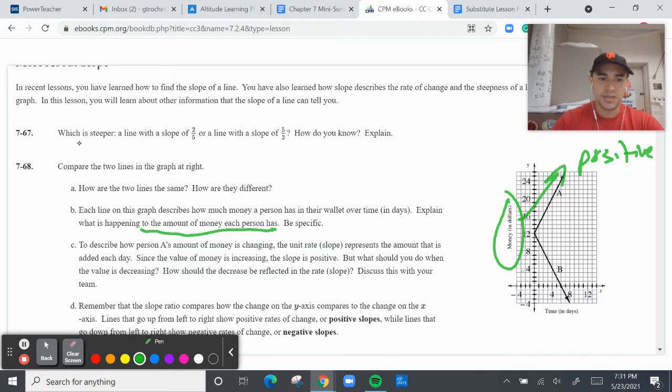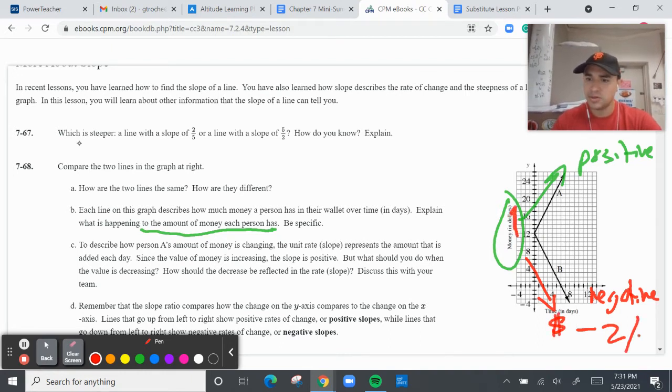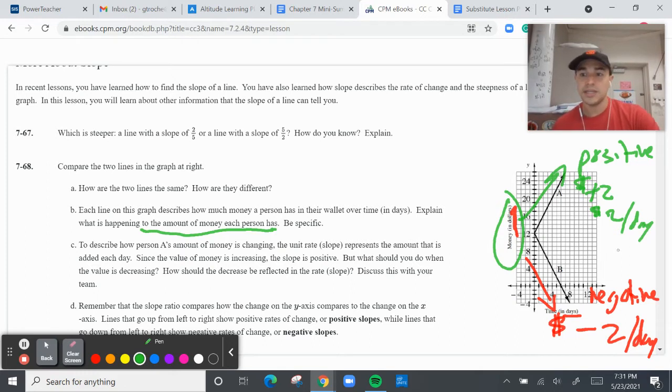And money for B, I'm going to use red again, is going negative. So that's what's happening. Specifically, we know it's going to be -2. So -2 what? -$2, because that's what it says right here, per day, because that's the time in days. And then for A, it's going to be +$2, so $2 per day. That's how much they are making over time.